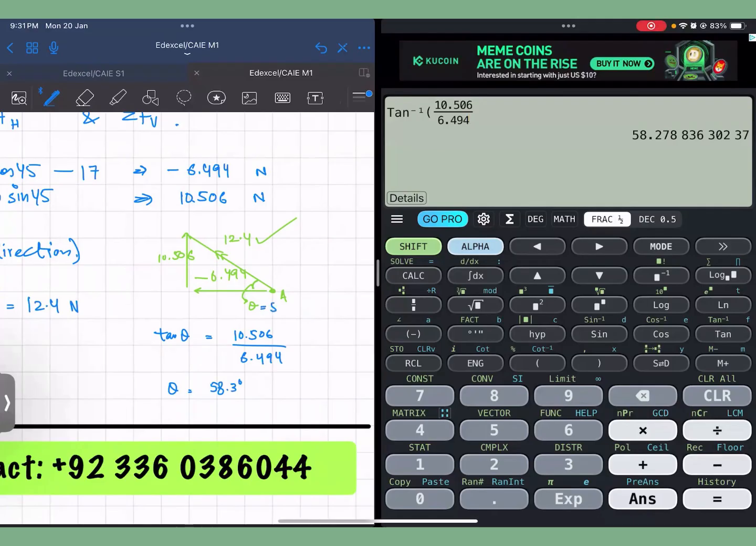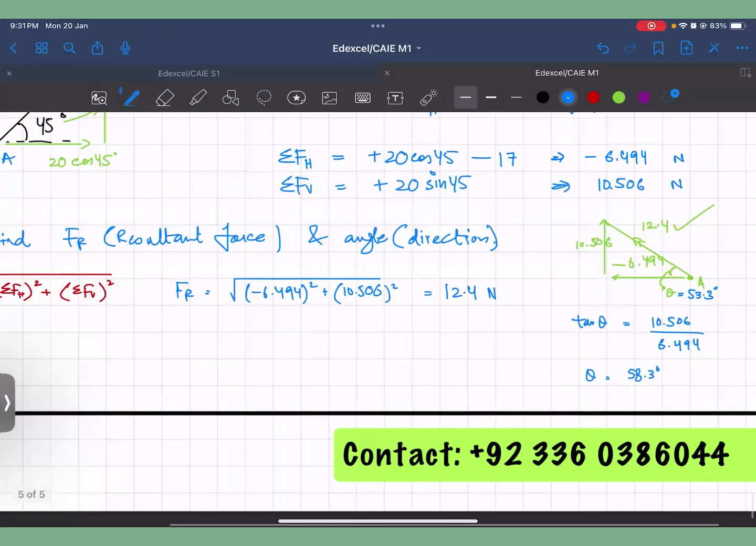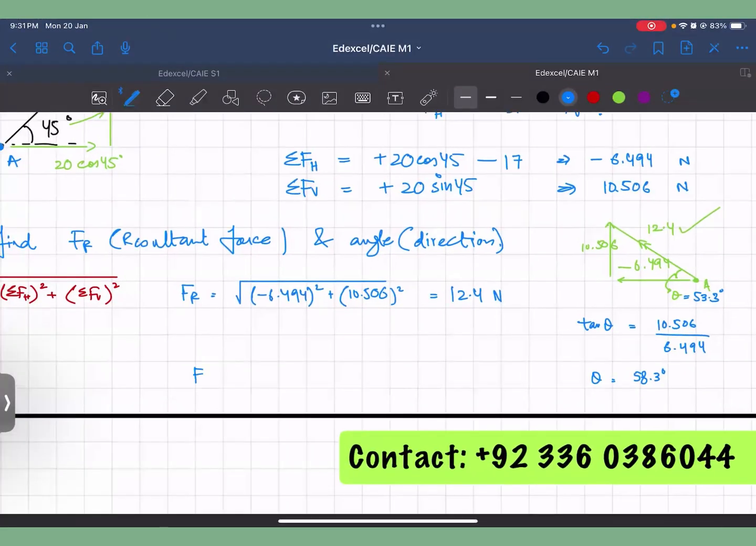So you would write this down: the resultant vector is 12.4 Newton, and it is 53.3 degrees anti-clockwise from the negative x-axis. You can say it like that. This is your final answer.